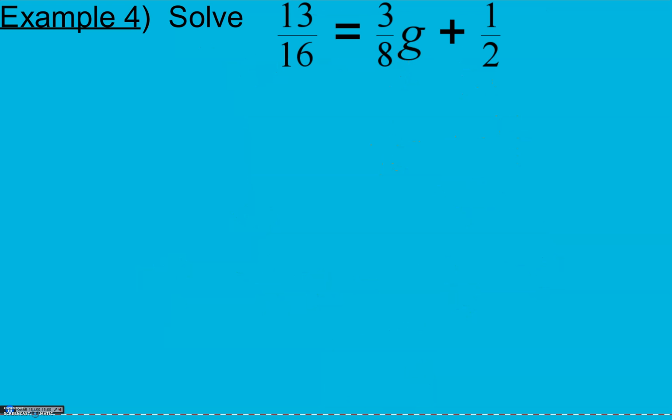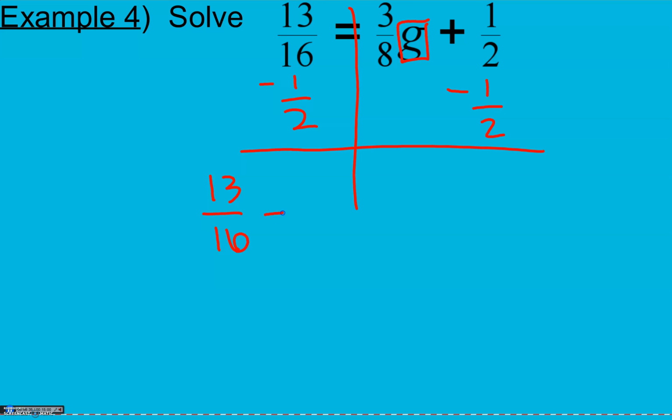In example 4, we're going to solve as well. So g is being multiplied and added. So again, I get rid of addition by subtracting. And whatever I do to one side, I have to do to both. This is going to give me 13 over 16 minus 1/2 equals 3/8 times g. Half minus half is 0.